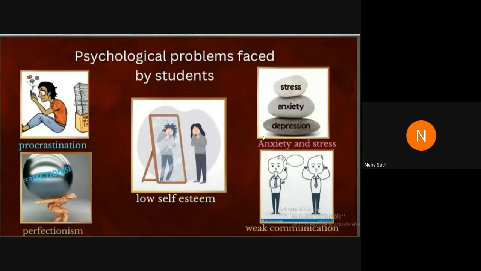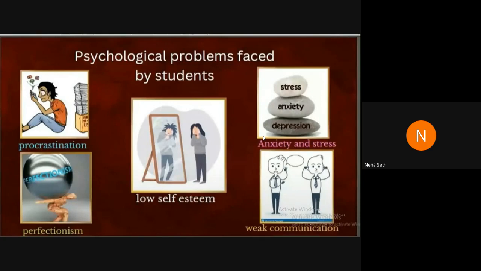But if they keep the same thing in their mind and do not work on it, it will start showing signs of mental illness. Some mental issues will be created if they keep this problem of low self-esteem in their mind. So all we need to do as a teacher is guide our students.